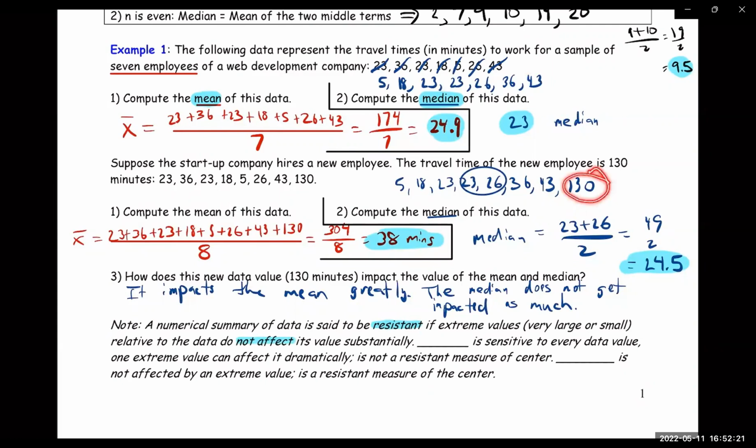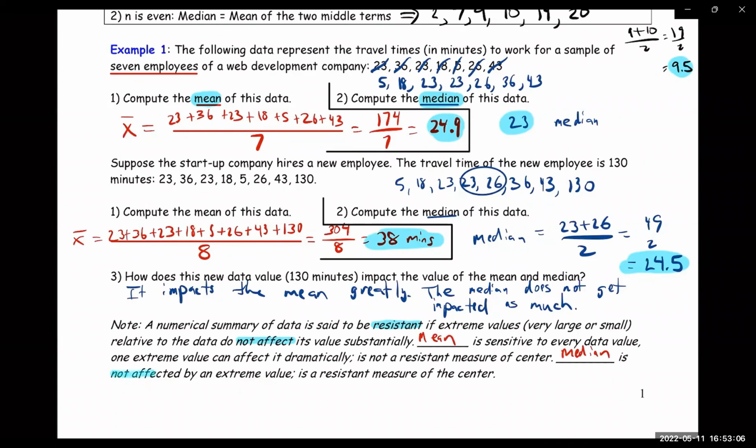So we would say that the median is resistant, but the mean is not resistant because the mean was impacted greatly and the median was not impacted that greatly. So mean is sensitive to every data value. One extreme value can affect it dramatically. So the mean is affected, it's sensitive to extreme values, and the median is not affected by extreme values. So that means it's resistant. So that's the difference between the median and the mean.